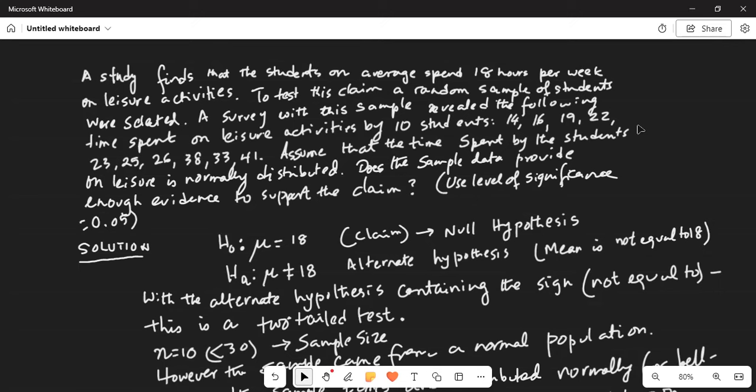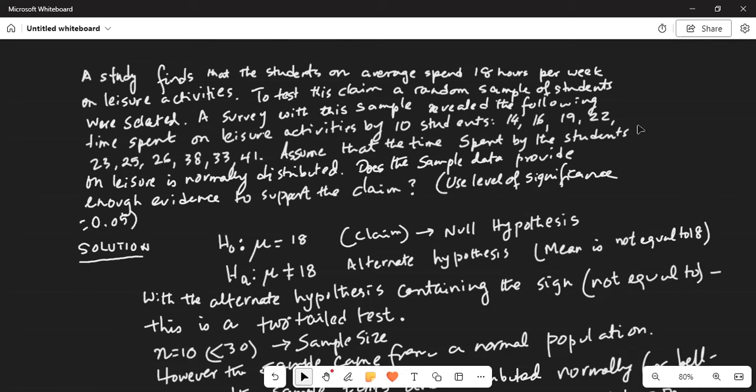Then we are going to enter the sample data in L1. Stat, 1. 14, 16, 19, 22, 23, 25, 26, 38, 33, and 41. That is 10 data points in L1.